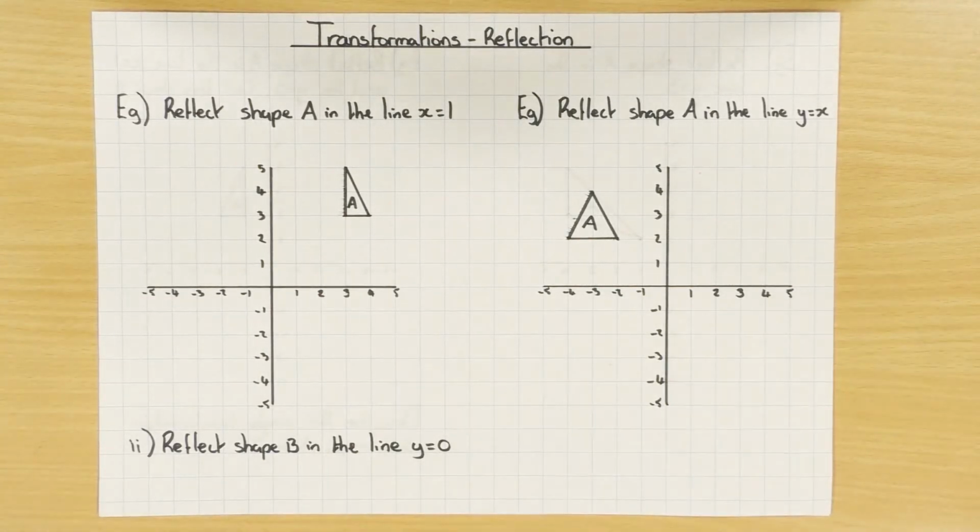Hi guys, so in this video we're going to have a look at transformations, but a little bit more specifically reflection. Reflection is a type of transformation. There are 4 different types of transformation that we can do to shapes: enlargement, rotation, translation, and reflection, which is what we're going to have a look at today. I've got a couple of examples to show you and things to look out for.